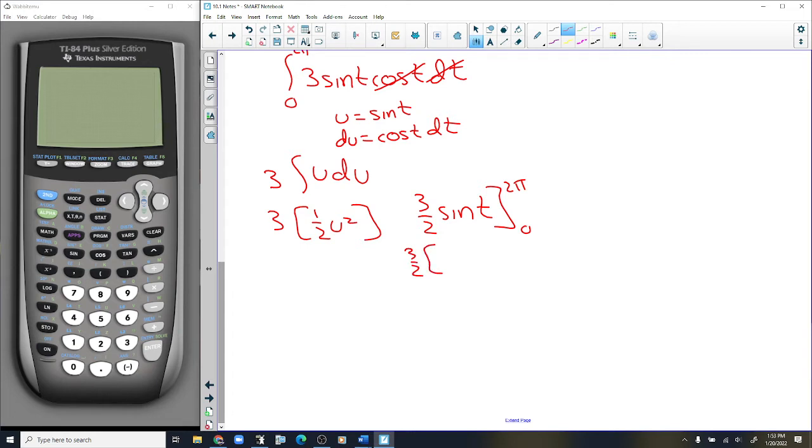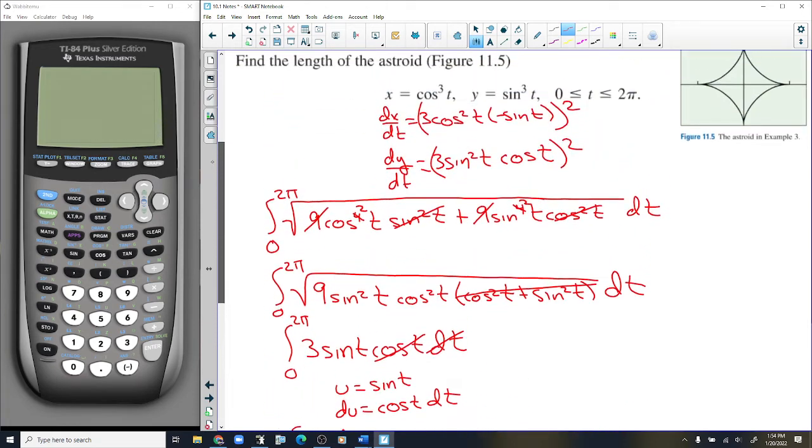So we have 3/2 times sine of 2 pi minus sine of 0. And you run into a problem. Sine of 2 pi is 0, sine of 0 is 0, so you end up with 3/2 times 0, and you end up with a length of 0. That's not true. So what's happening is all of the positive area is canceling out with all of the negative area as you go around this object. So we have to approach it in a slightly different way.